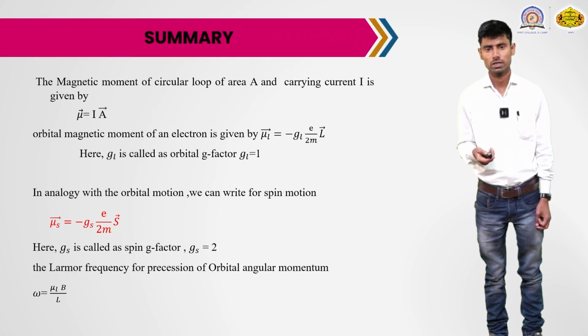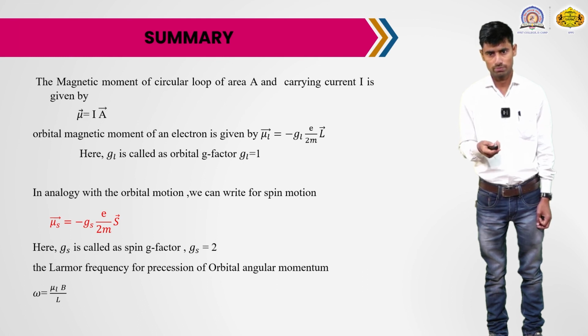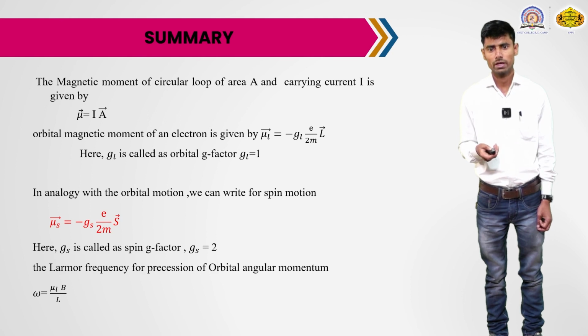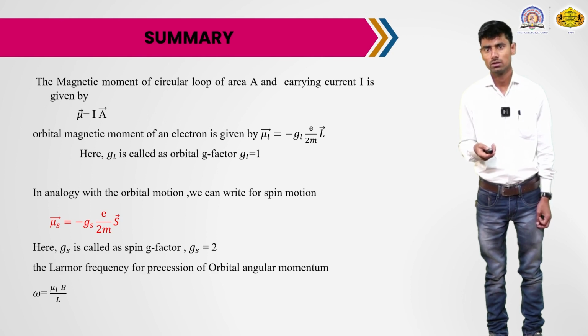Now let's quickly go through the summary. In today's lecture, we studied that the magnetic moment is the product of the current through the loop and the area of the loop, and its unit can be seen from this formula, which is ampere meter square. Also, the orbital magnetic moment of an electron is given by mu L bar equals minus gL e upon 2m into L bar.